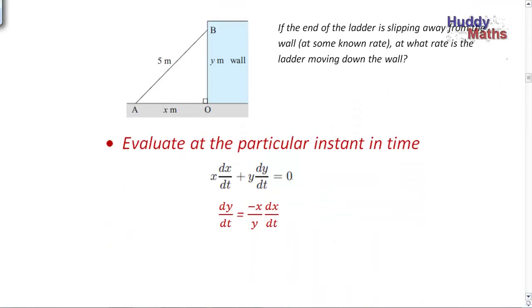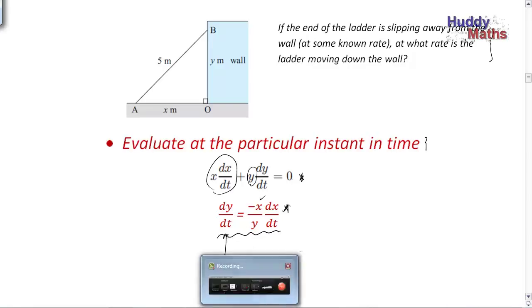So here we are, back to our problem. It's slipping away from the wall, and what rate is the ladder moving down the wall? All right, now we want to evaluate this at a particular instant in time. So we can rearrange this expression. Okay, so subtract x by dx by dt from both sides, so it becomes negative x dx by dt, and then divide by y. So we have a working expression here. If we know the rate of change of x, this one here, we can actually find the rate of change of y at a particular instant.